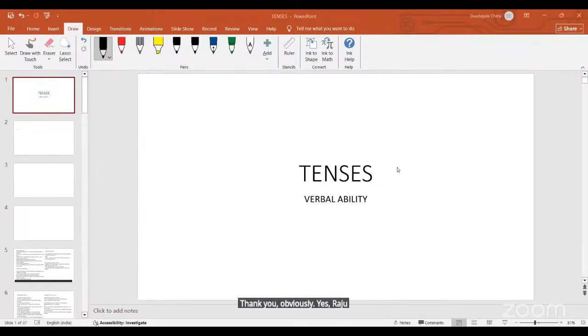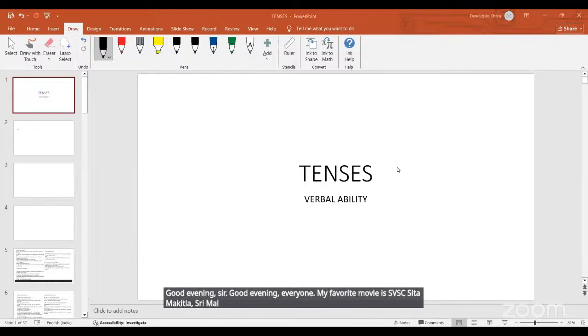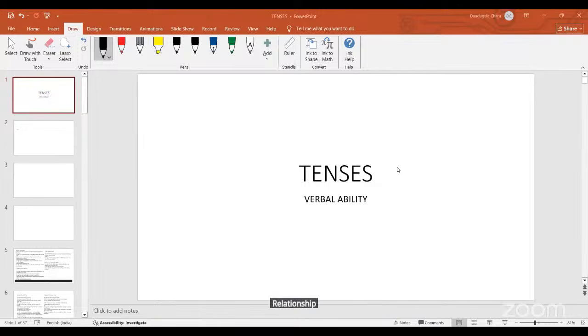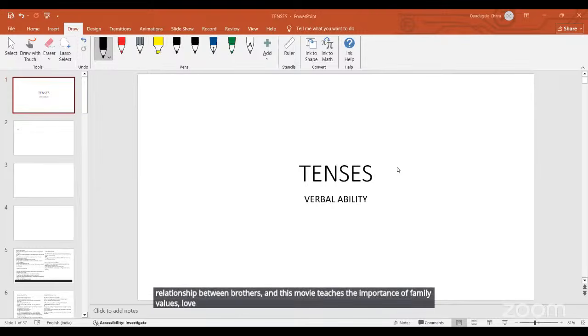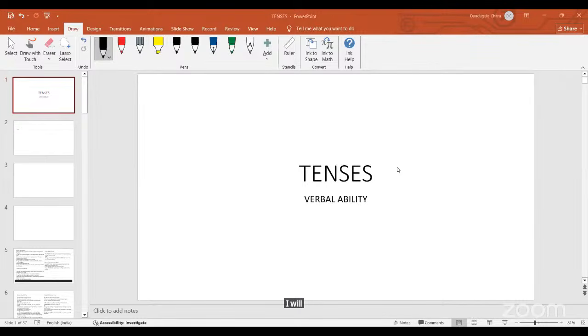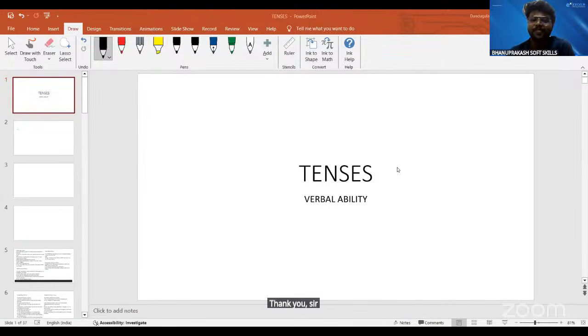Yes, Raju. Good evening, sir. Good evening, everyone. My favorite movie is SVSC, Seethamma Vakitlo Sirimalle Chettu. It is a beautiful and emotional movie. This movie shows a beautiful bond between brothers, and it teaches the importance of family values, love, and self-respect. I got two messages from this movie: life becomes beautiful when we live with a smile. Prakash Raj shows the dialogue about how people are always good. Thank you, sir.